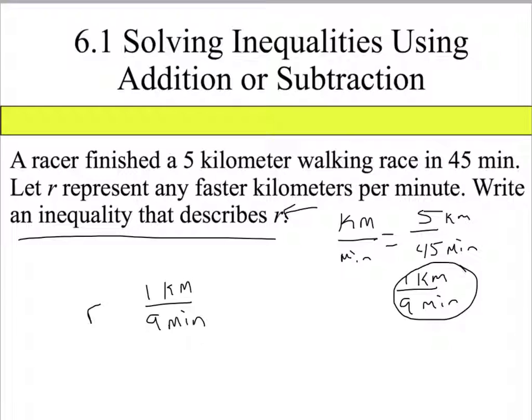Well, he would be moving faster, so we want to get more kilometers per 9 minutes. So we want to have a greater speed. We want a faster speed. He's going to be walking at a faster speed than 1 kilometer every 9 minutes. He wants to be 2 kilometers every 9 minutes. He wants to be cruising.